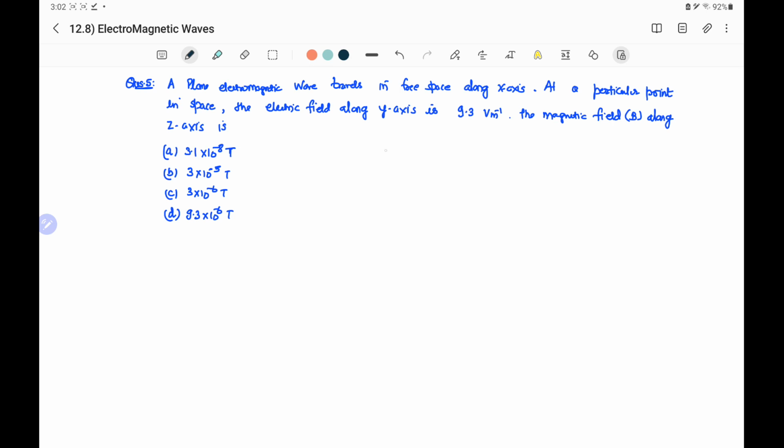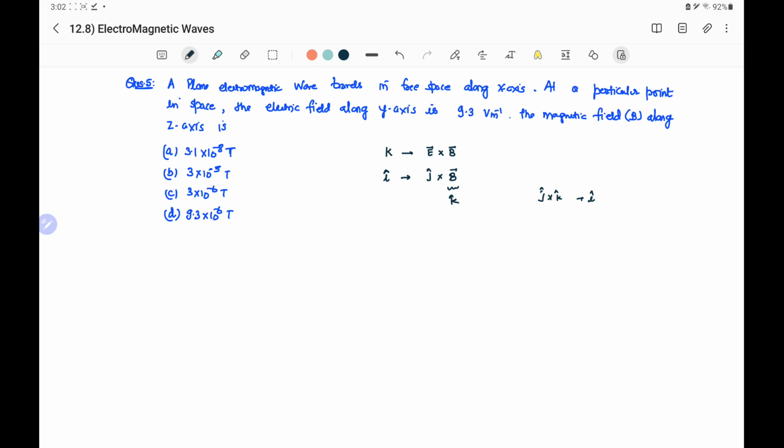We know that the direction of propagation is along the direction of the cross product of E and B. And it is given that the direction of propagation is along the x-axis. If we write it in unit vector, it is I, and it has the direction of the cross product of E and B. Electric field is along the y-axis, which has unit vector J. So if we find the direction of B, it will be K, because J cross K is directed along the I, that is the x-axis. So B is along the z-axis.